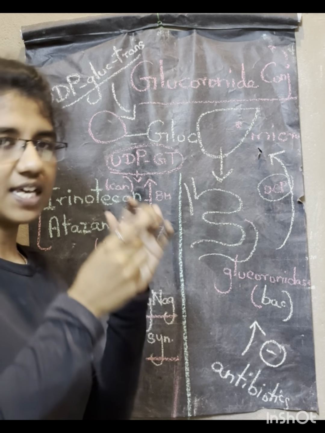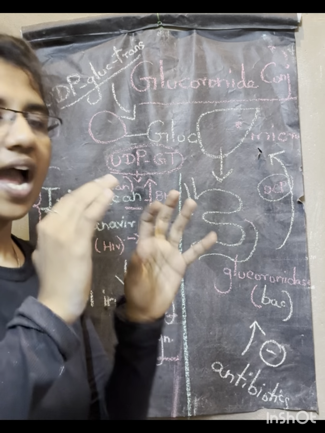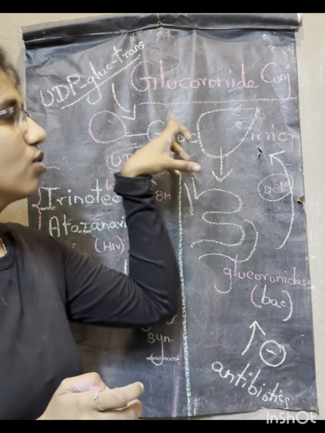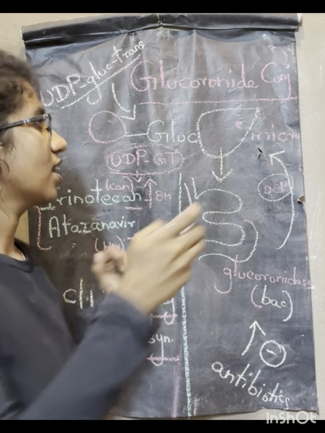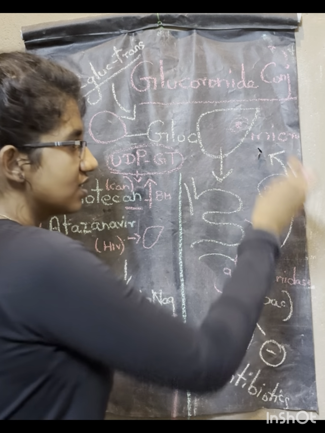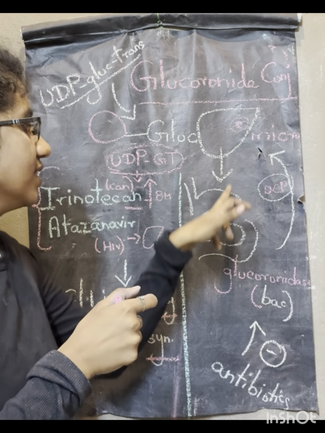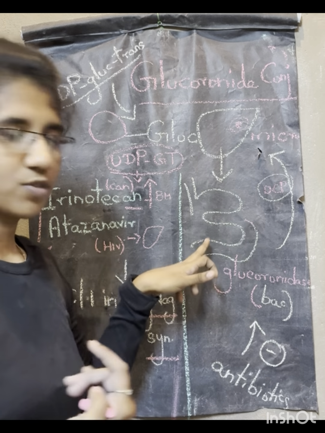Suppose the OC pills are metabolized by phase 1 and then come to the phase 2 reaction. Glucuronide conjugation happens as well. So what happens in the liver? The glucuronide compound is added to the OC pill and it goes to the intestine, where it is absorbed.